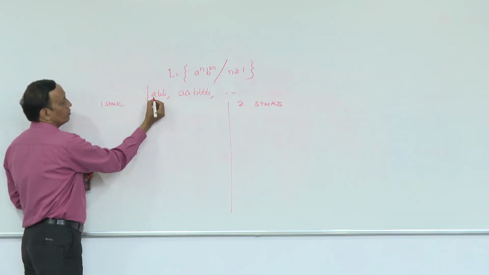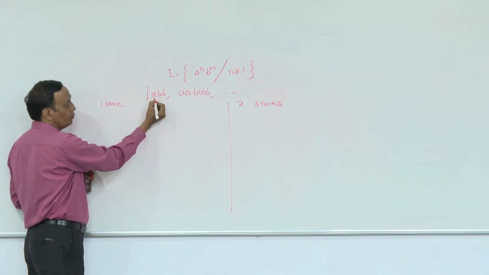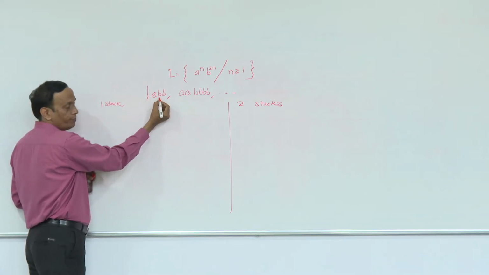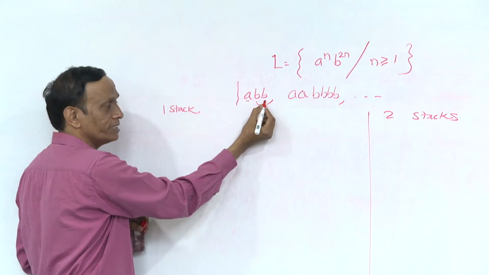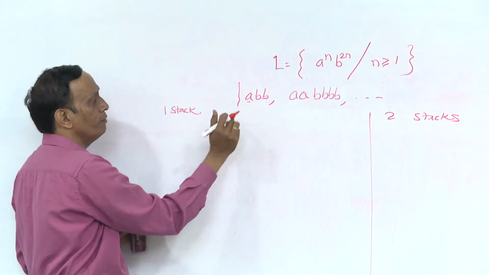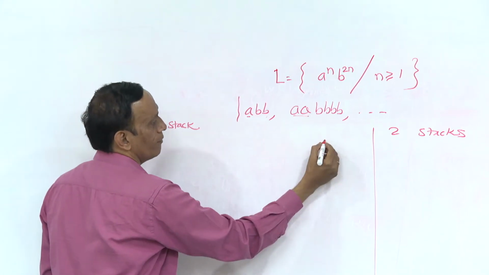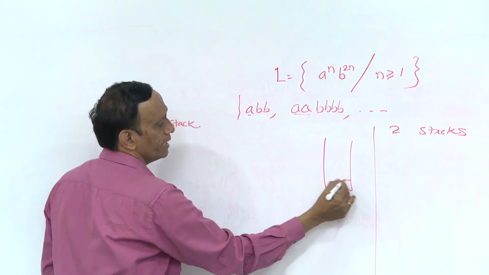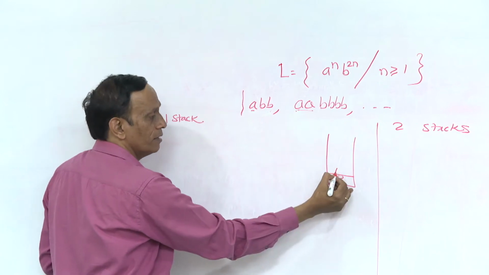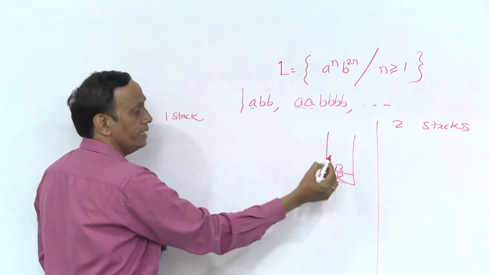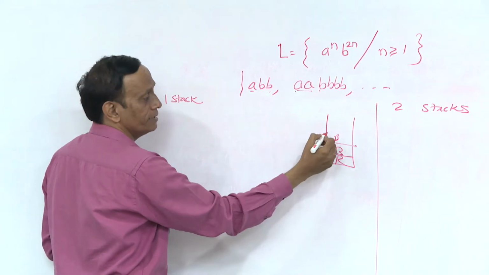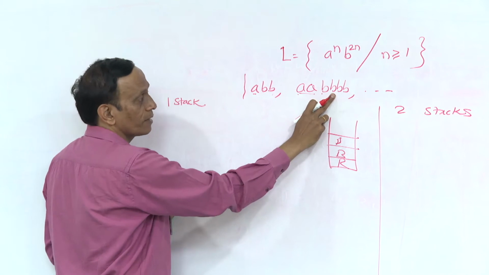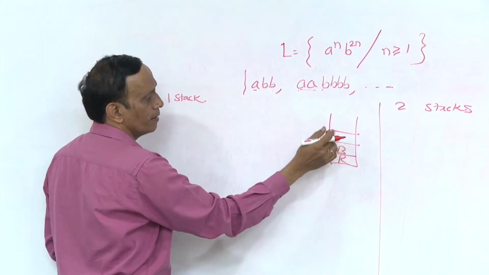For each occurrence of a, we will push. When we get the first occurrence of b, we will not pop anything from the stack, but we will move to the next symbol. Then when we see the next b, that time we will pop it. So how can we do that? Initially I have R, I get a, I will push B, I get the next a, I will push B. When I get the first b, I will not make any change to the stack, but I will move to the next. And when I get the next b, I will pop this.